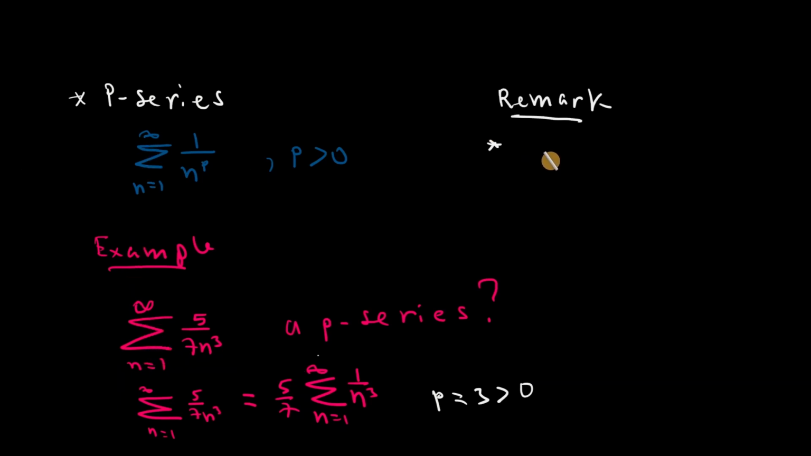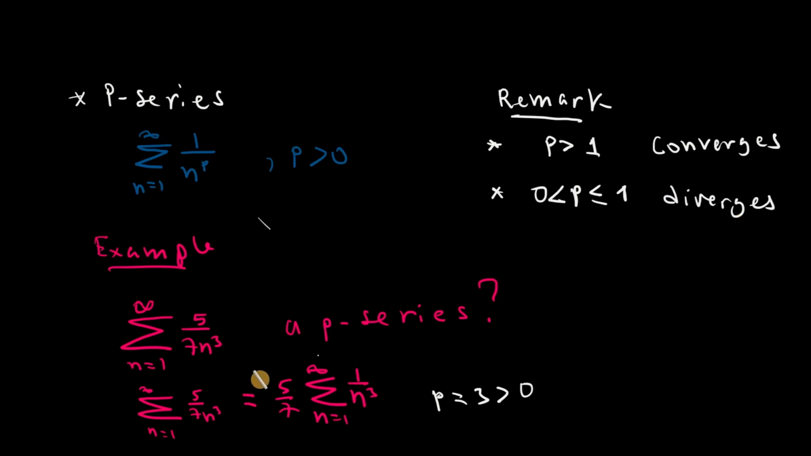Remark, all p series for p greater than 1 converge. If p is less than or equal to 1 and greater than 0, then the p series diverges. In this example, p is equal to 3, which is greater than 1. That means p is greater than 1. Therefore, this series converges. All harmonic series diverge.